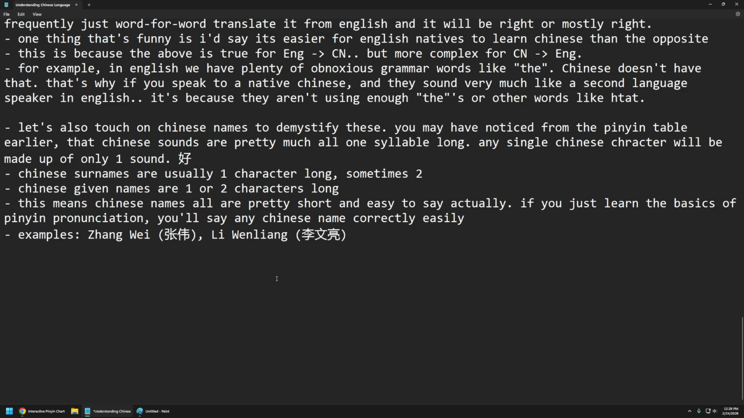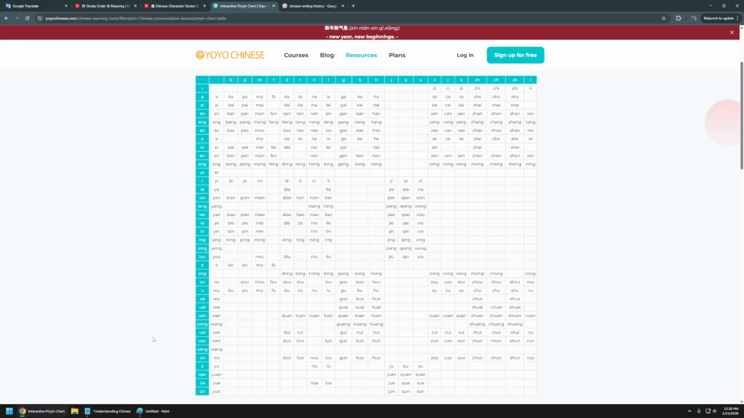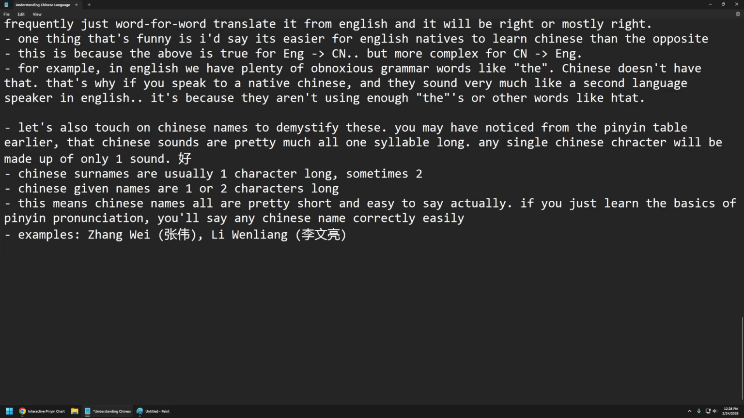So I think that's pretty much it for a beginning understanding of what this is. Hopefully this helped you get a basic idea of what the Chinese language is and show that it's not really all that complicated. Yeah, so good luck.